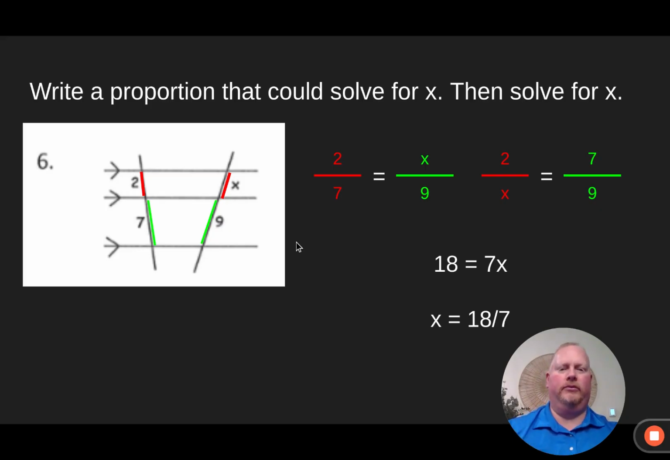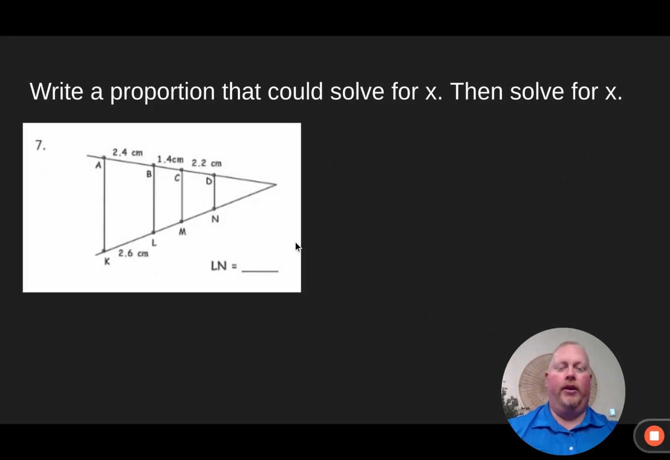Last example. Okay, this one's a little bit tricky. There's no x in the problem. I just have a bunch of numbers, but it tells me to find ln. So ln is that length right there, which covers 2 segments put together. So that ln, I'm going to go ahead and call that x. And then I'm going to do x over the 2.6, so still along the same line.